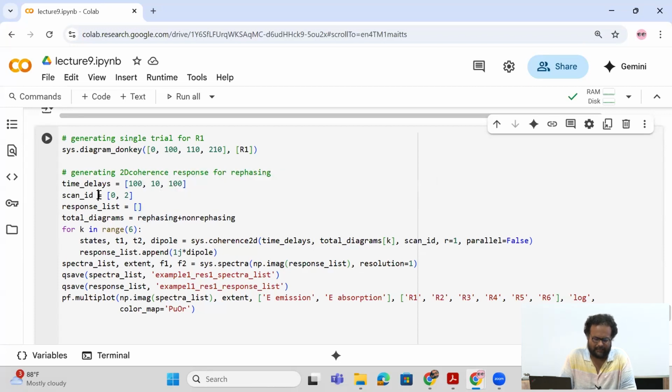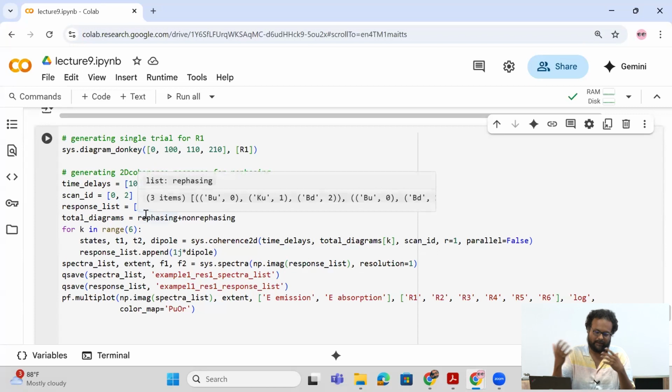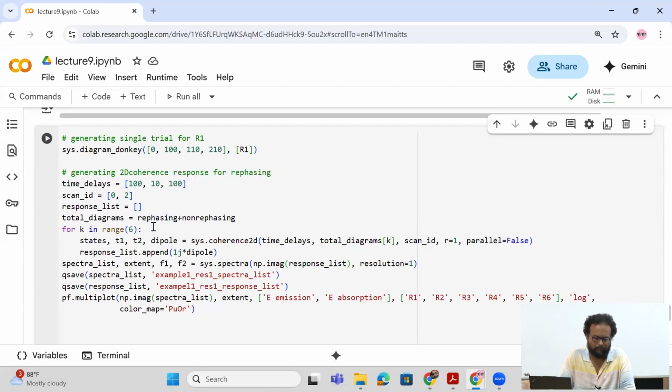Scan ID, again, it's because you have multiple pathways. It just is another number to say, okay, these are different scans. So the most important thing that you need to use is what is called coherence 2D. Coherence 2D is the function that you need. It takes the time delays, the total diagrams that we have, which has, in this case, I'm putting rephasing and non-rephasing. So I'm combining all my diagrams in there. Scan ID, which is 02.